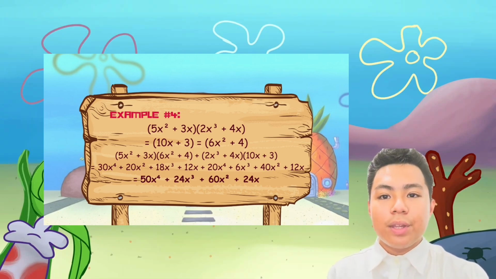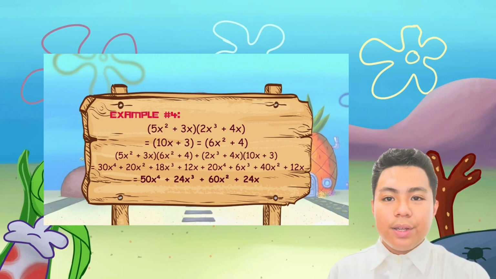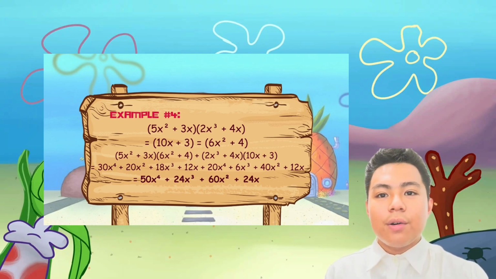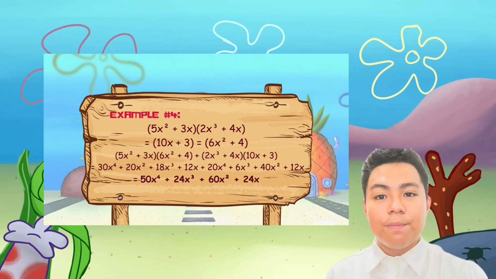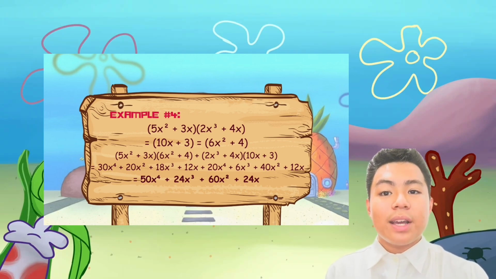So now when we distribute them, 5x squared times 6x squared gives us 30x to the 4th power, and 5x squared times 4 gives us 20x squared, then 3x times 6x squared gives us 18x cubed. So now we also get 3x times 4, which will give us 12x. Now when we expand the rest, 2x cubed times 10x gives us 20x to the 4th power, 2x cubed times 3 gives us 6x cubed, 4x times 10x gives us 40x squared, and 4x times 3 gives us 12x.